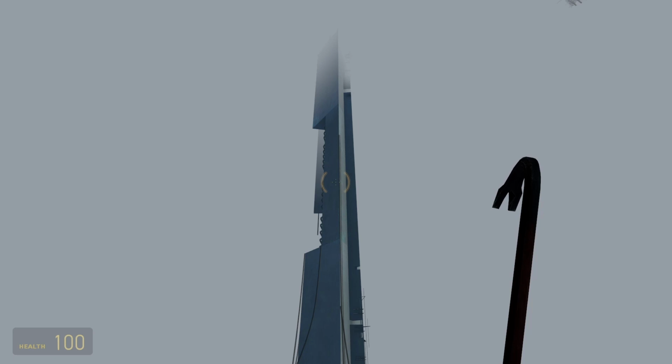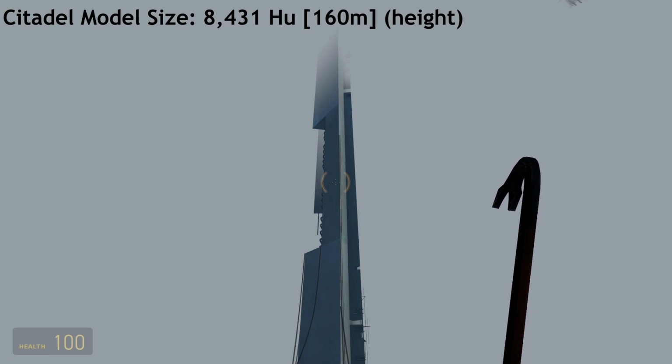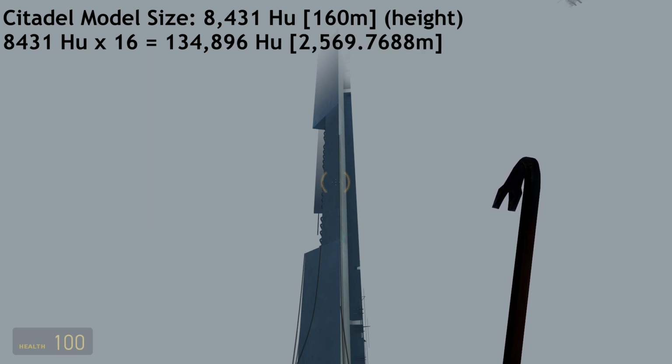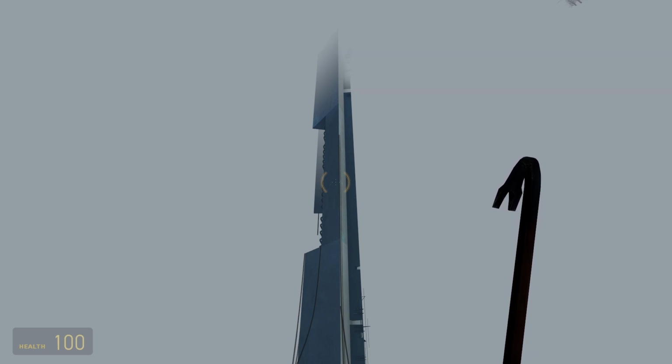And it doesn't, because you have to remember it's in the skybox. In the main map, it appears 16 times larger. So if we take our original number and multiply it by 16, we see the Citadel is 134,896 hammer units tall. In real life terms, this is 2,569.7688 meters, or just over 2.5 kilometers in height. That makes the combined Citadel taller than the tallest building in the world, which is the Burj Khalifa in Dubai. In fact, it's just over 3 times as tall.